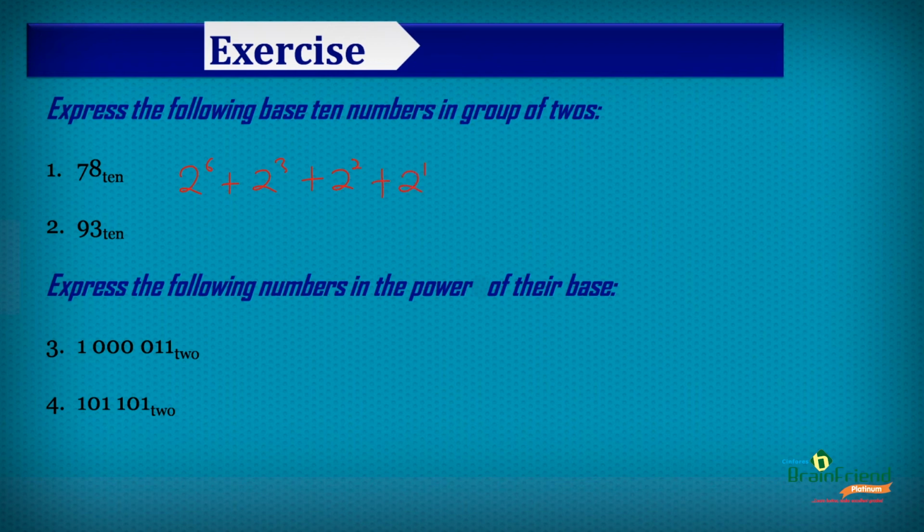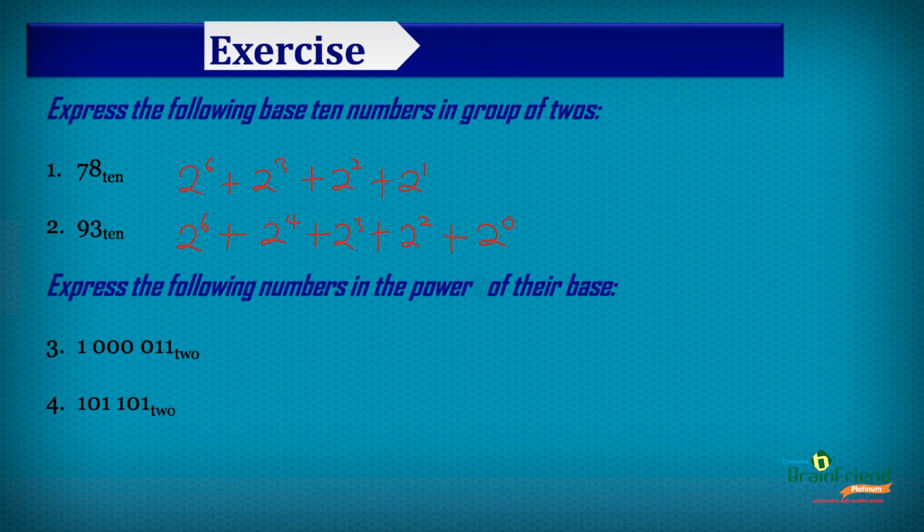For question 2, we have 93 base 10. The answer is 2 raised to power 6 plus 2 raised to power 4 plus 2 raised to power 3 plus 2 raised to power 2 plus 2 raised to power 0. And for the second part of the exercise, express the following numbers in the powers of their base.